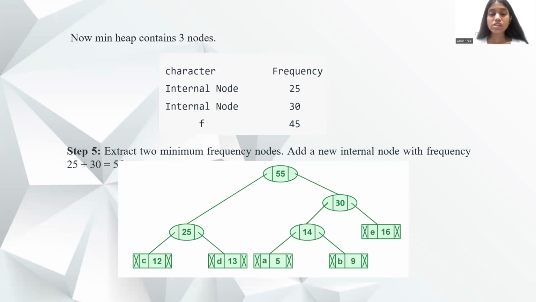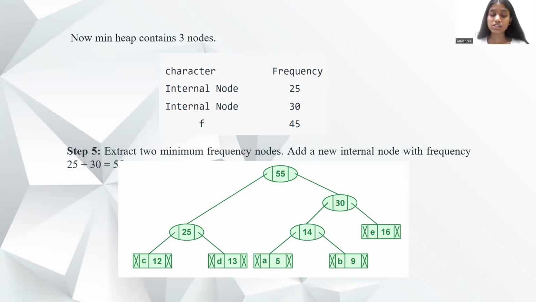So now again we select the 2 frequencies. The second internal node we have created, and the third internal node which we have created with the frequencies 25 and 30, have the minimum frequencies. So we can select those two to get the sum 55.